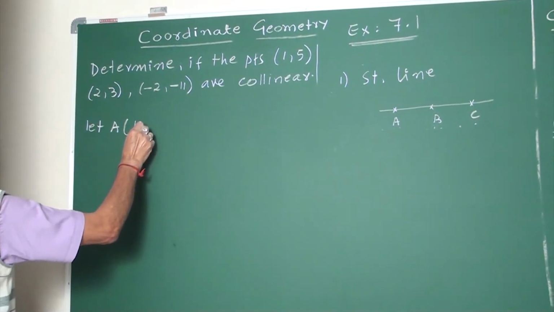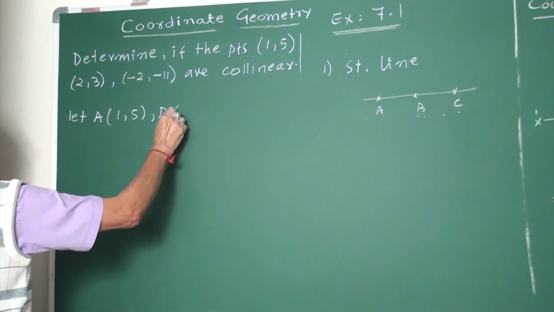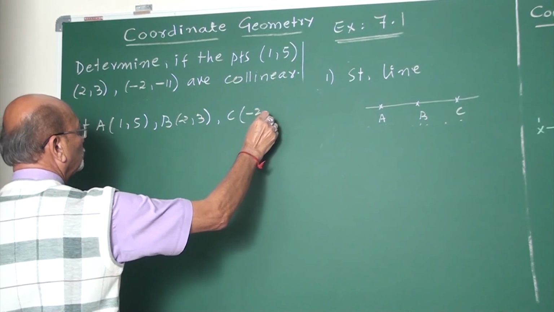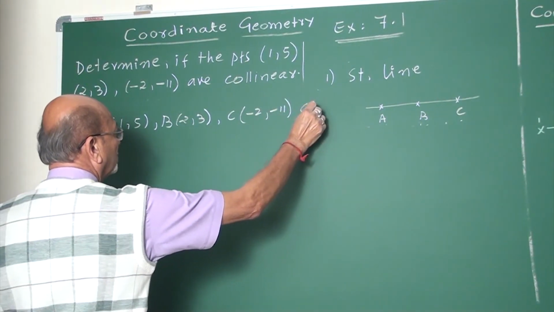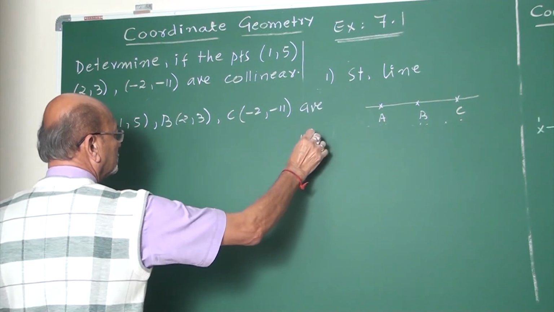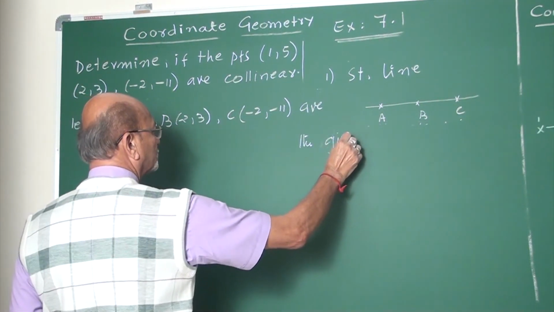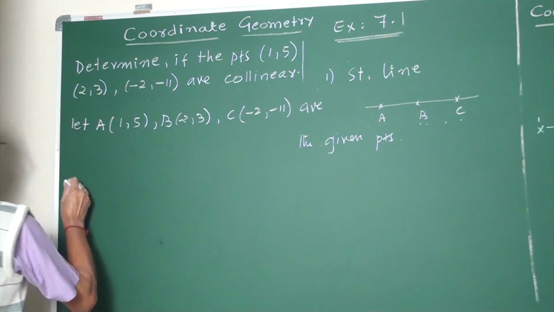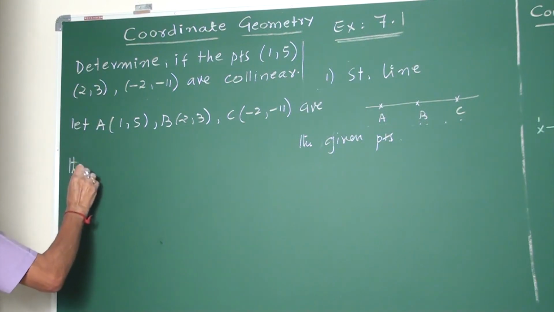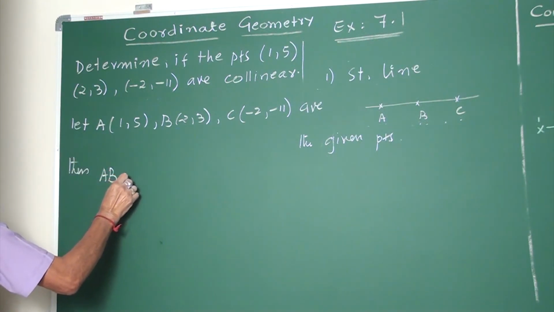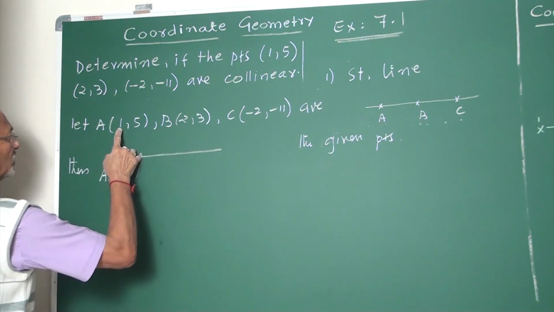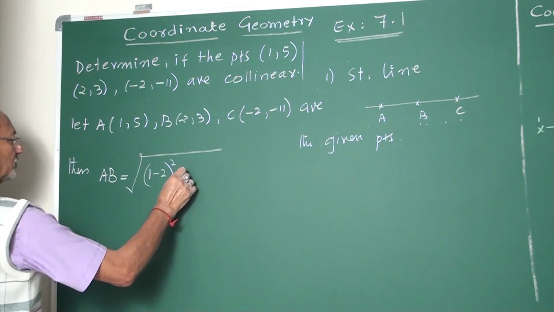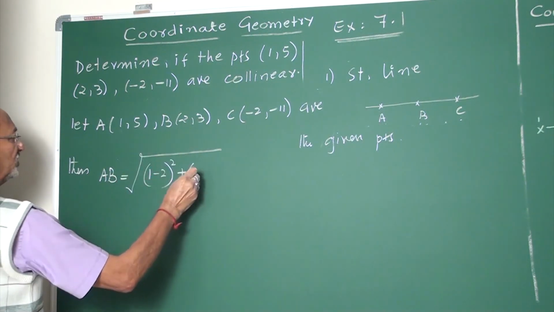Let A (1, 5), B (2, 3), C (-2, -11) be the given points. First, find the distances. Distance AB is the square root of (1 minus 2) the whole square plus (5 minus 3) the whole square.